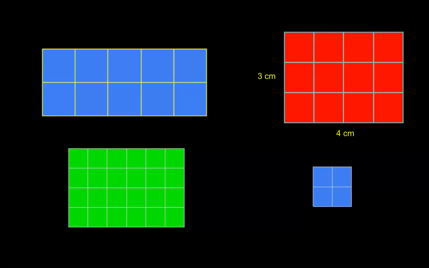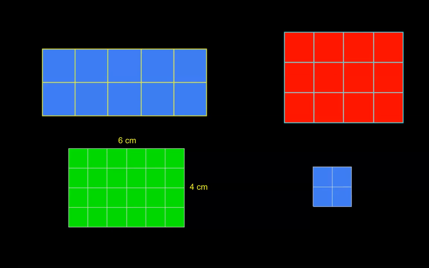It's 3 centimeters wide and 4 centimeters long. And if you want to count them, you can. But there's a quicker way, and I'm hoping you're spotting it. The answer is 12 square centimeters.